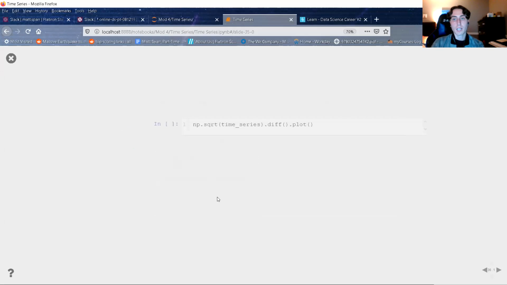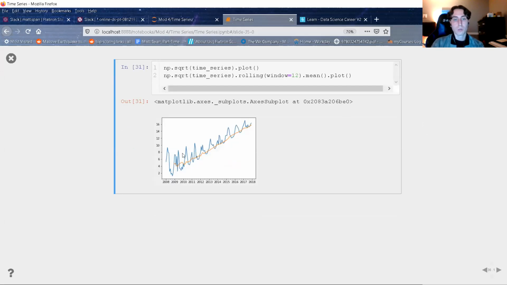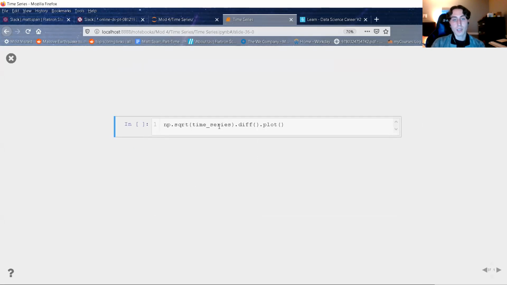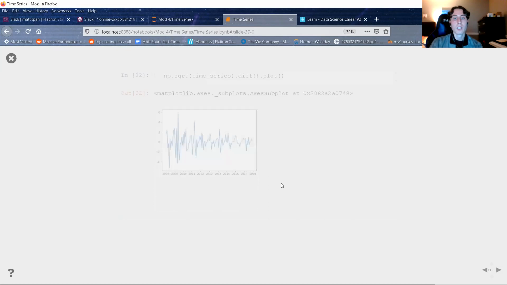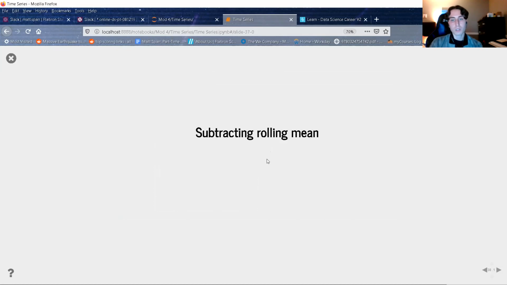So we could try differencing it now. Basically, we replace our time series with the square root transformed version, and then we're just going to do a difference of 1 and see what happens. We can see it leveled it out. There is still some variance discrepancy. It's higher at the beginning and less at the end. So it may not be fully stationary.